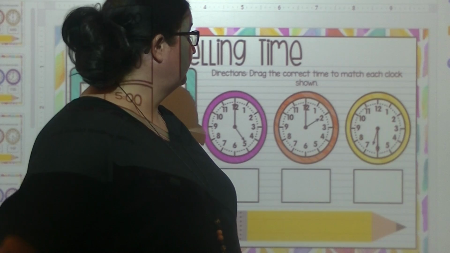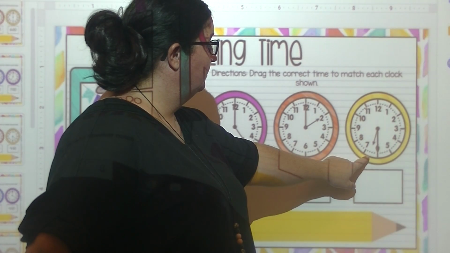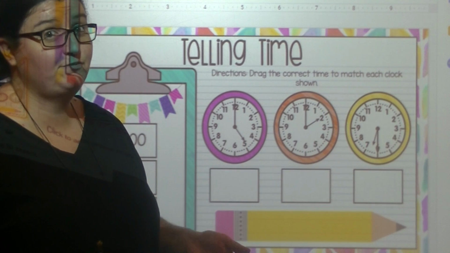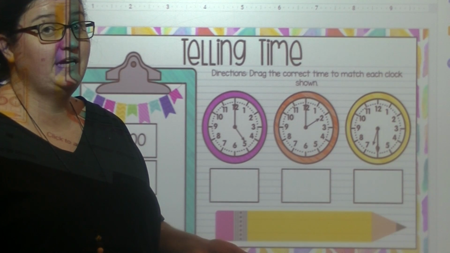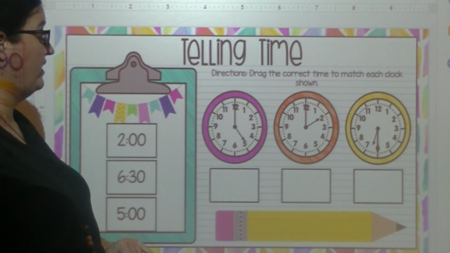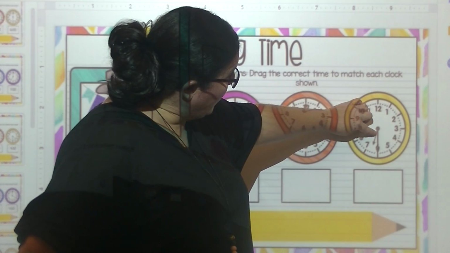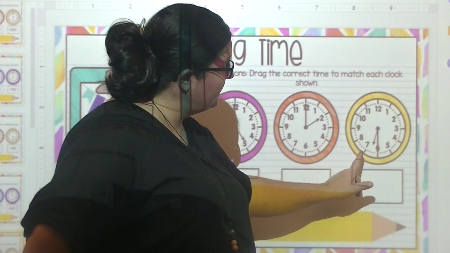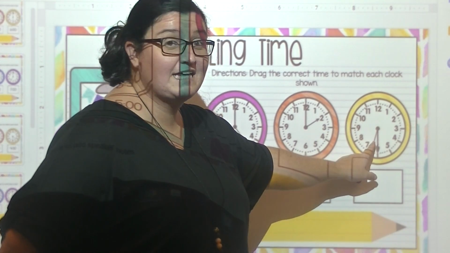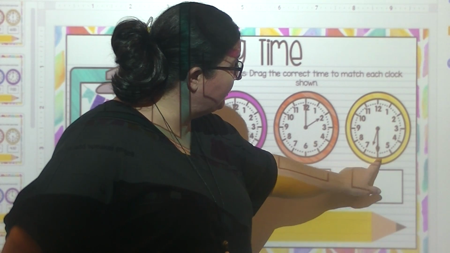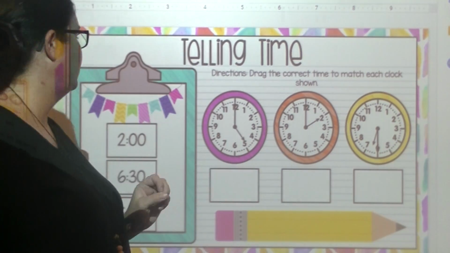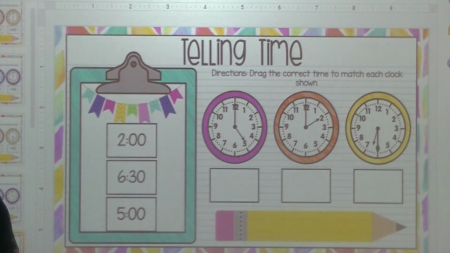And then the last one. We have our minute hand on the 6. That's half past. So what number for the minutes? 30. Half past is 30. And our hour hand is between the 6 and the 7. So it is halfway past the hour. We had to back up to figure it out. We back up and circle it. That is 6. It is 6:30.